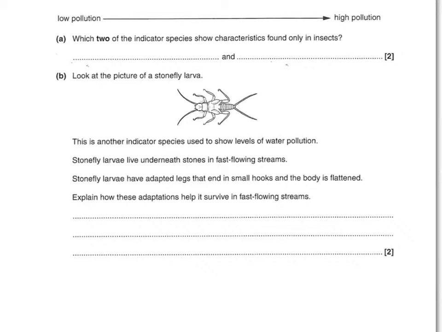So the hooks help it anchor, or they help it to not get swept away. Or we could say the hooks allow it to catch food easier as well. You could say all those things. That's for 1 mark. And the flattened body allows it to shelter under stones or not get swept away. Or you could say the flattened body allows it to hide in the stones to hide from predators.